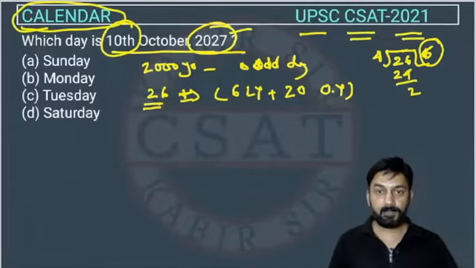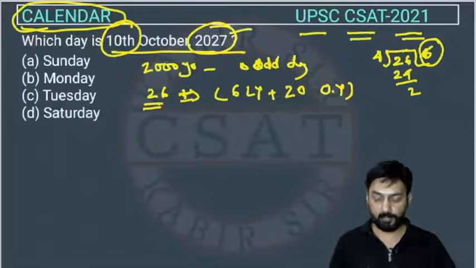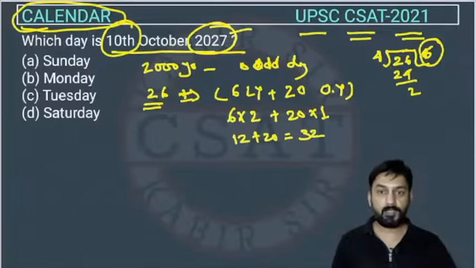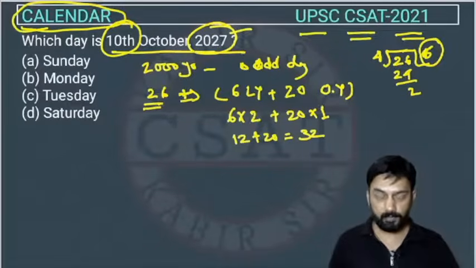So in every leap year there are 2 odd days, right? So what we have to calculate is the odd days or the extra days. So 6 into 2, and in a normal year we have only 1 odd day, right? So the total odd days will be 12 plus 20. So this will be 32.